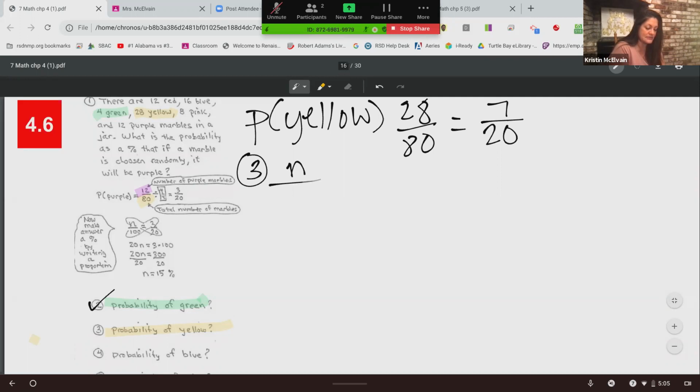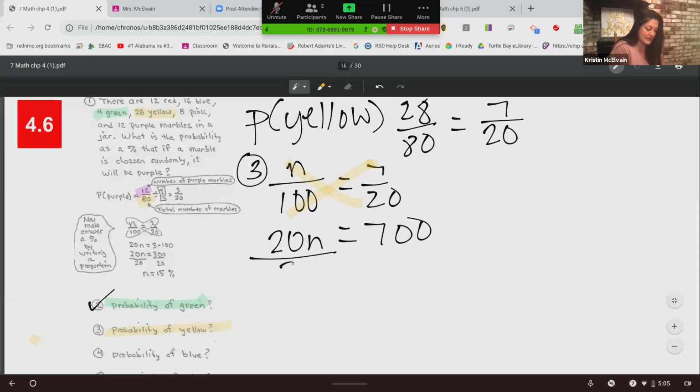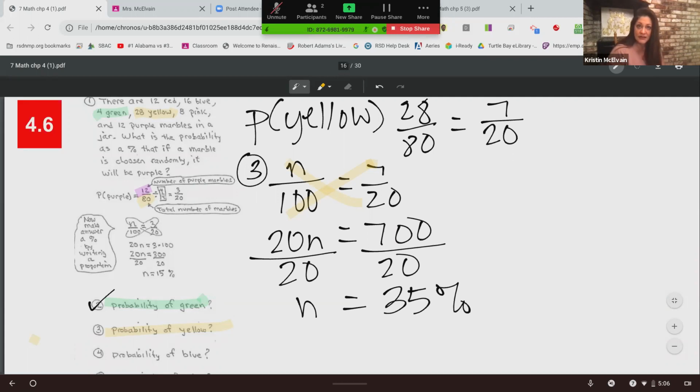So what percent out of 100 is 7 out of 20? Cross multiply gives us 20n equals 7 times 100, which is 700. We're going to divide each side by 20 to get n by itself. So 700 divided by 20 is 35. So we have 35, and label it percent: a 35% chance of drawing out a yellow.